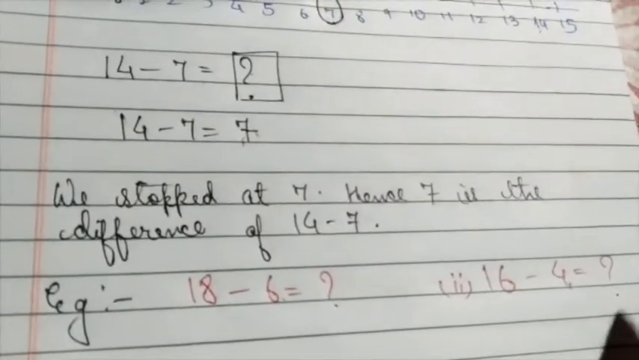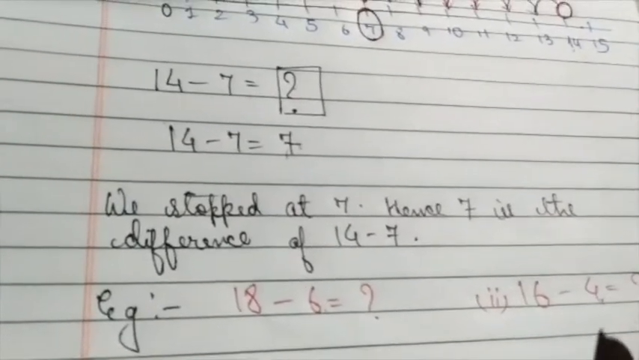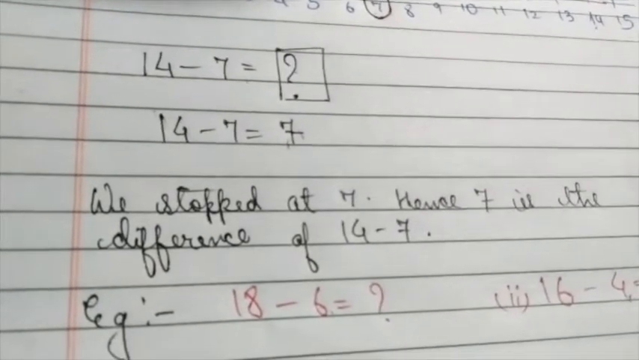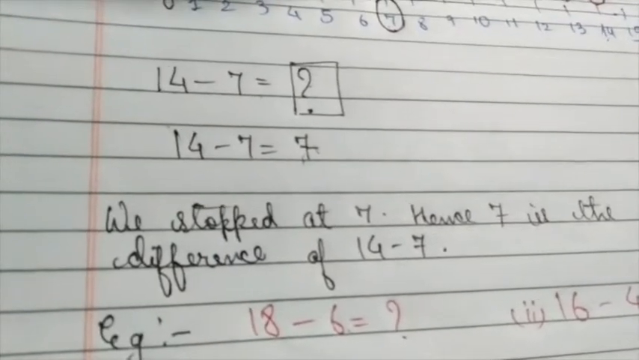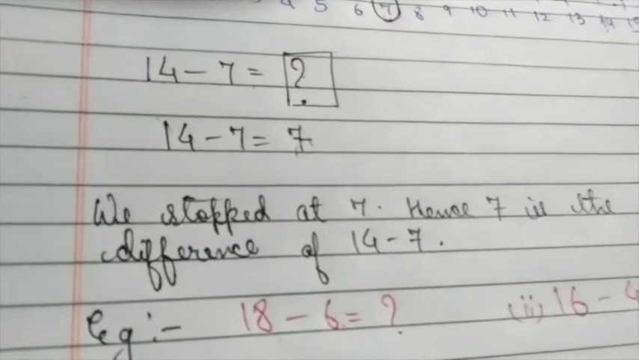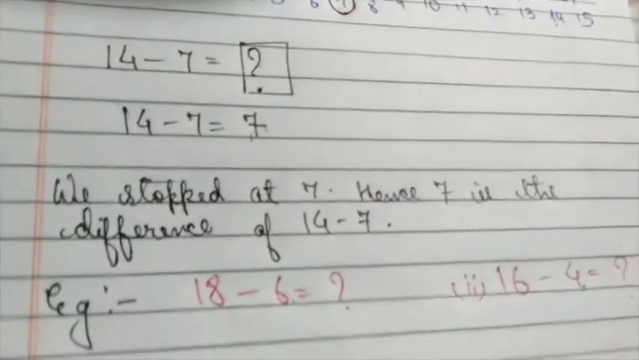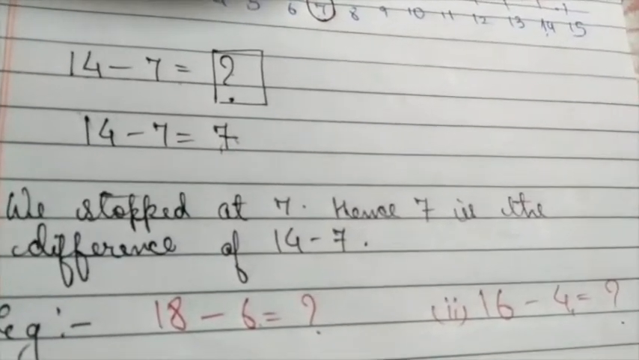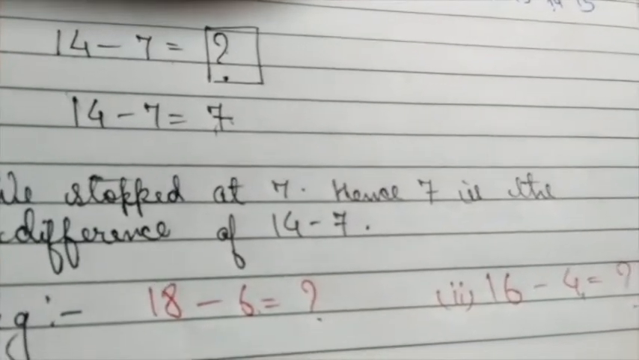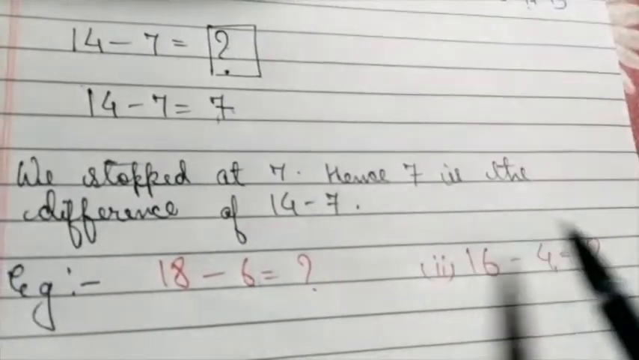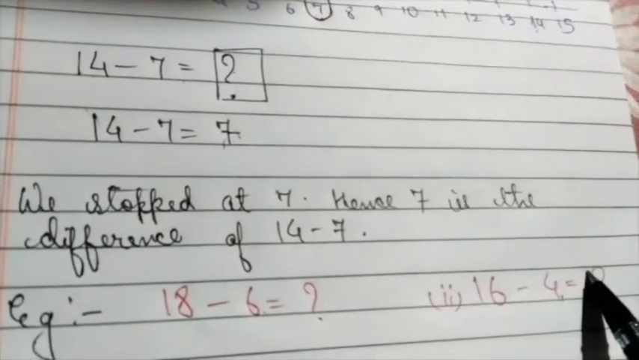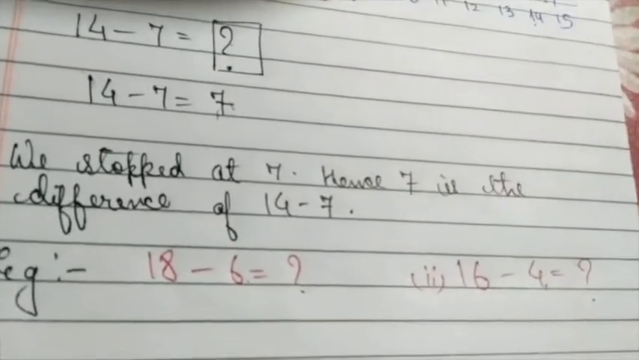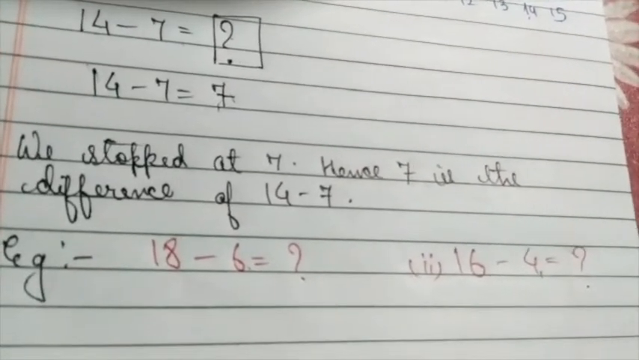I hope, students, you have understood subtraction. What is subtraction? What is the symbol of subtraction? What is the answer that we get in subtraction called? How can we do subtraction using the taking away method, the comparison method, and the backward counting method? I have given you 2 examples. You will find the difference by using any method. Okay, students? So find the answers and tell me.